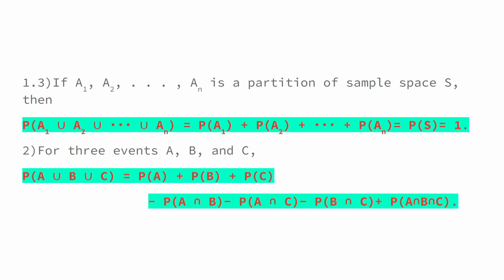Now going a little ahead, if you have three events A, B and C, then the probability of A union B union C will be the probability of A plus probability of B plus probability of C. Then you are subtracting these three quantities and adding up the fourth quantity, that's the probability of A intersection B intersection C.